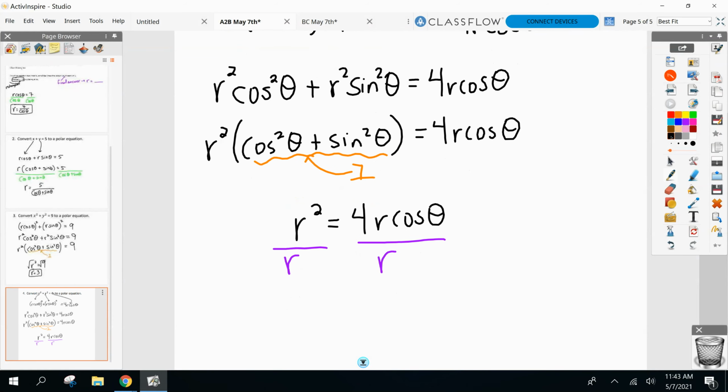What's on the left side now, Isaiah? On the left side, r to the third. Wait, no, just r. r equals 4 cosine theta.